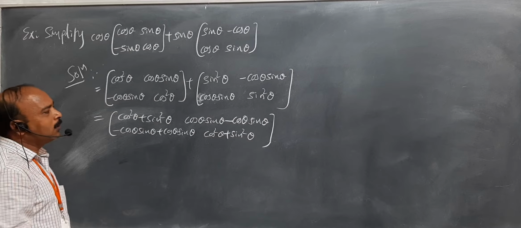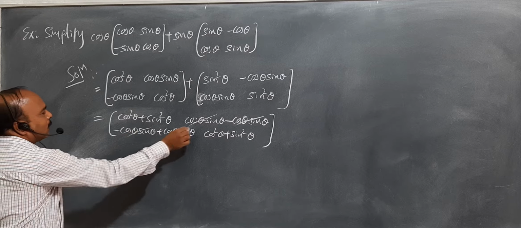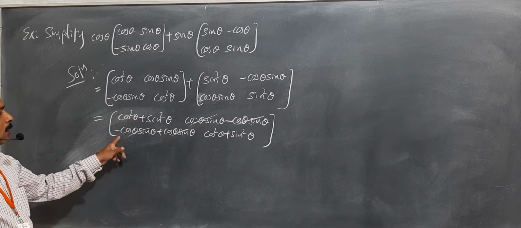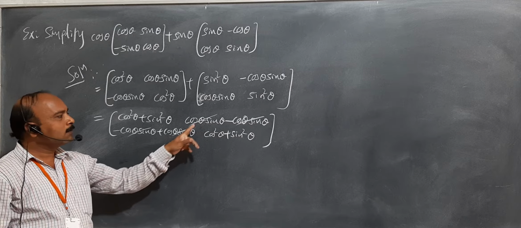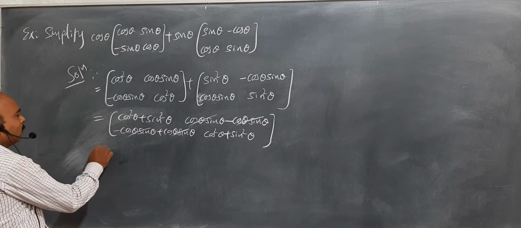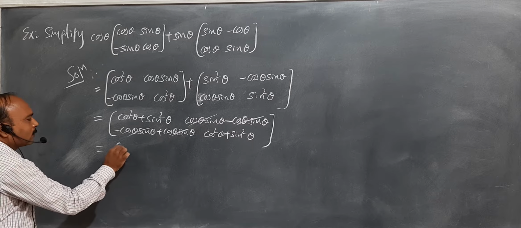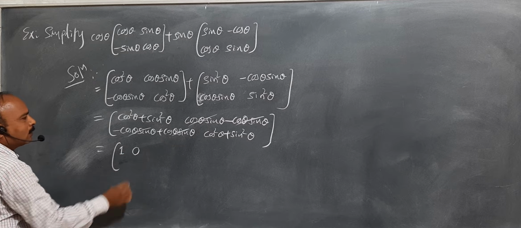Now here you observe that both are equal but opposite sign, they get cancelled. Minus cos theta sin theta plus sin theta cos theta cancel. Similarly cos theta sin theta and cos theta sin theta get cancelled. Now you know that cos square theta plus sin square theta is 1. So it is 1, it is 0.